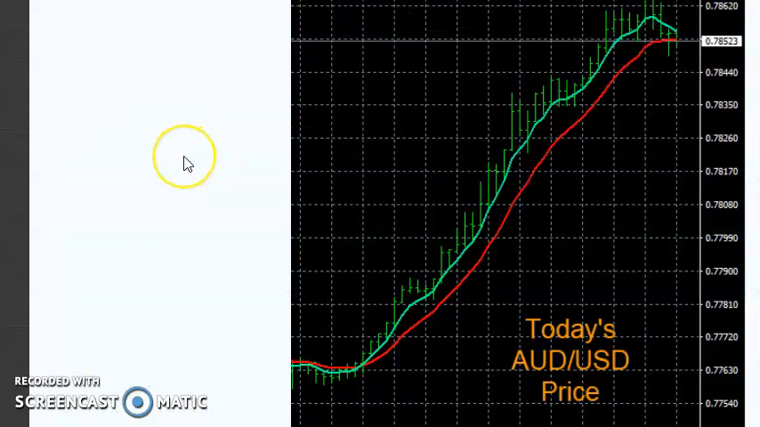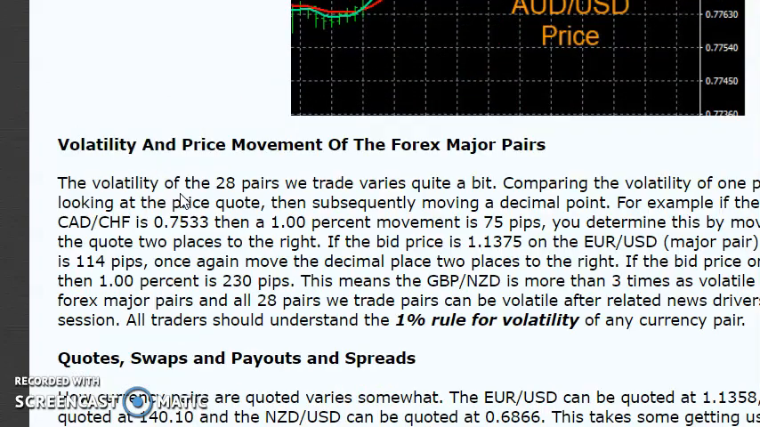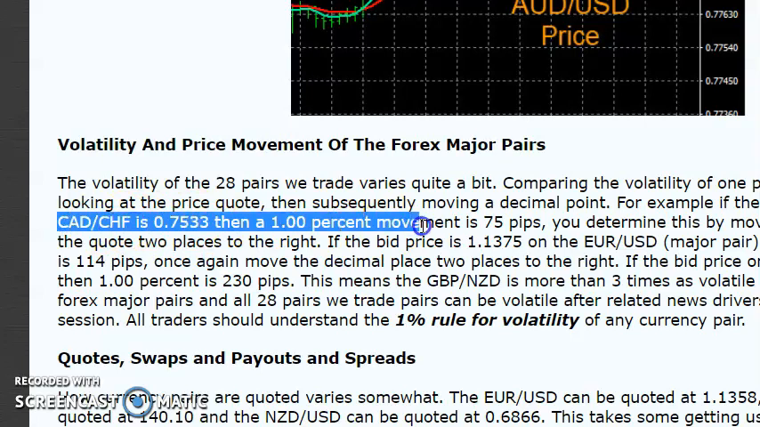So when you look at the percentages, what do these percentages mean? You've got to look at the volatility and price movement. So you've got to go to your quotation systems. Here's one of the 28 pairs. What does a 1% movement mean? Well, all you have to do is move the decimal point 2 places to the left. You can see that a 1% movement on the Canadian dollar Swiss is 75 pips.